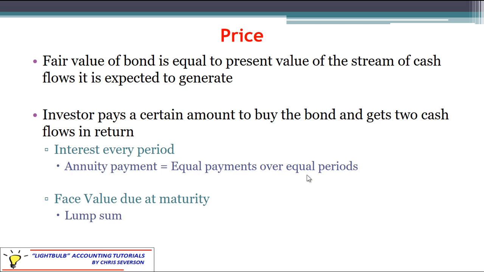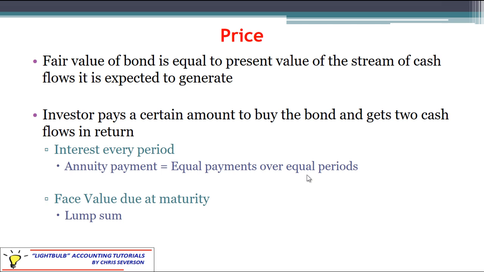But the first cash flow, they're going to get interest every period. Now, the interest they're actually receiving is going to be the same amount every year in our example. This is considered an annuity because it's the exact same amount over equal periods of time. Now, that term annuity will come up again a little bit later, but I just wanted to point that out.